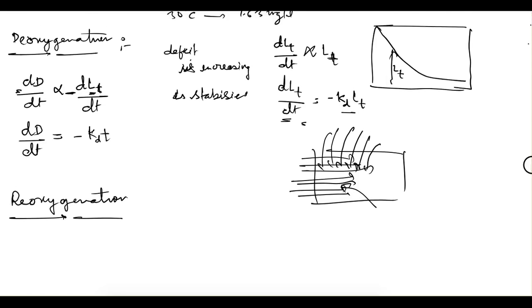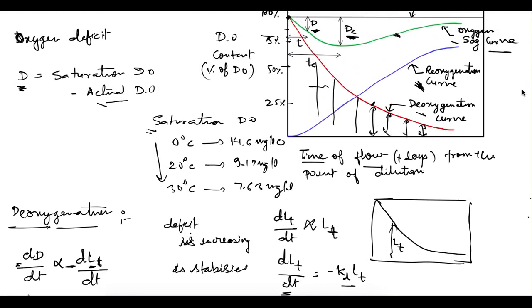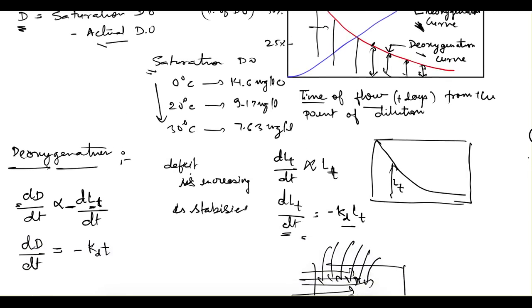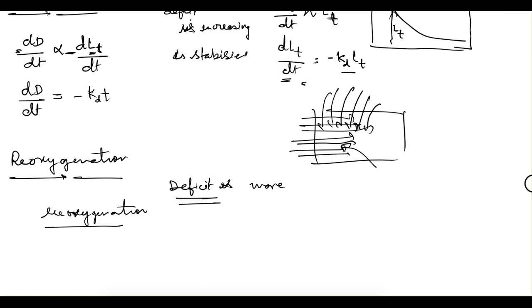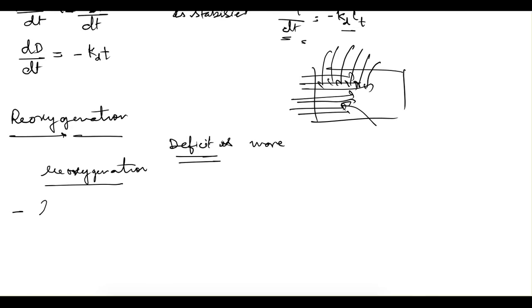Now let's understand how this reoxygenation and deficit are interlinked. If deficit is more, then obviously reoxygenation will be more. So we can say the oxygen deficit is the driving force for this reoxygenation. So we can write that the rate of reoxygenation increases as the DO deficit increases.